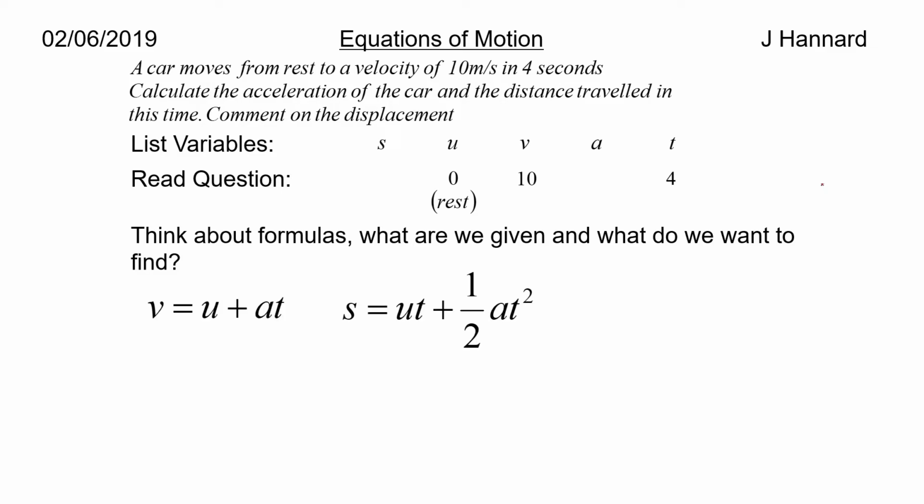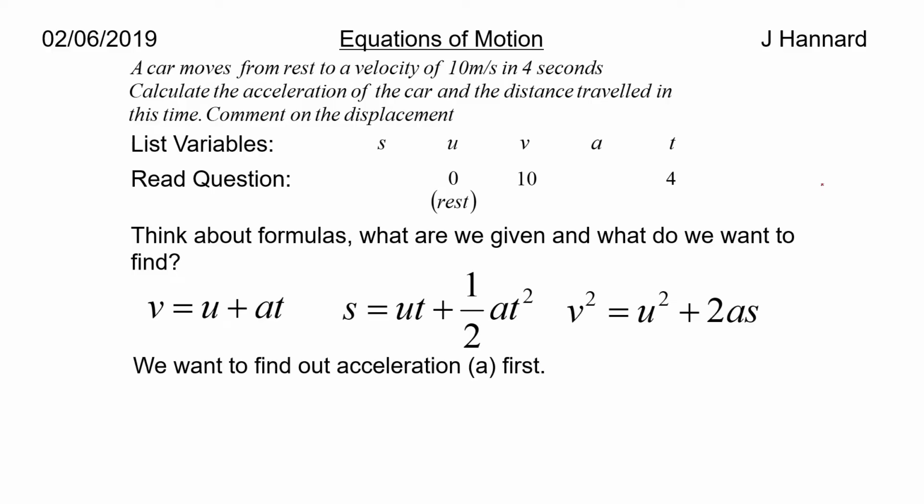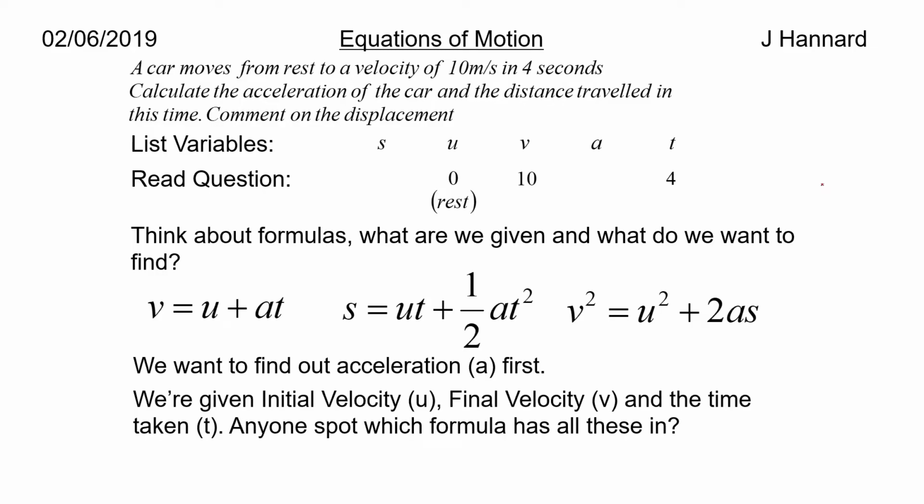So these were the 3 formulas that I told you to learn. v equals u plus at, s equals ut plus a half at squared, v squared equals u squared plus 2as. We've been given u, v and t, so I'm thinking that first equation is going to be a pretty good candidate for working out what a is. So we want to find out the acceleration, which is a, first. We're given the initial velocity u, final velocity v, and the time taken t.